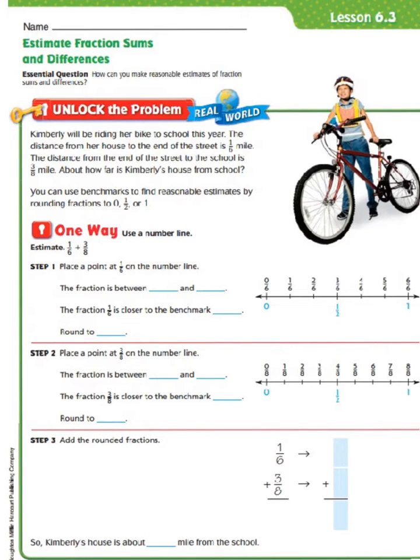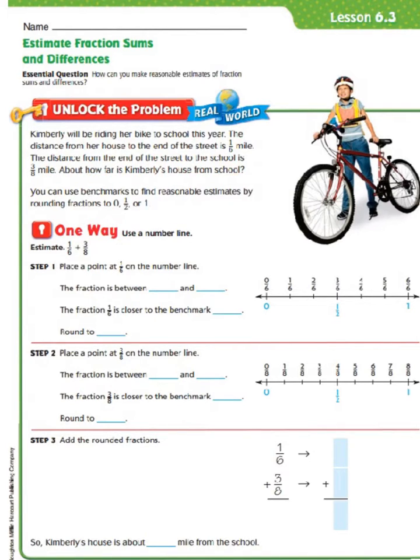So let's begin by unlocking the problem and looking at the word problem. Kimberly will be riding her bike to school this year. The distance from her house to the end of the street is 1/6 mile. The distance from the end of the street to the school is 3/8 mile. About how far is Kimberly's house from school?